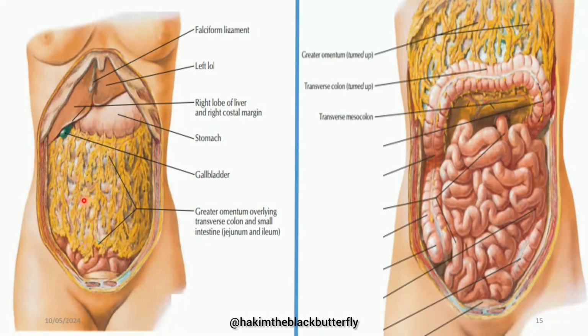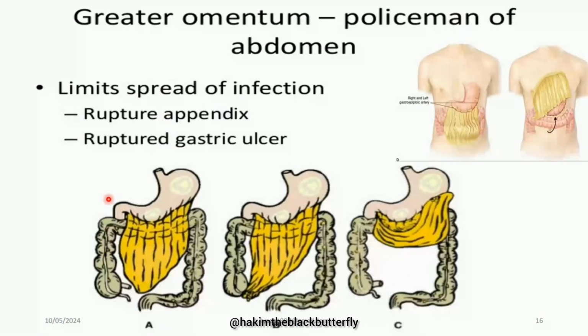Largely, it is made up of adipose tissue, and this can cushion your intestines from external injuries. But also, this greater omentum is made up of abundant immune cells, specifically macrophages. And because it's made up of so many macrophages, it can contribute to limiting the spread of infections within your abdomen. That's why it's called the policeman of the abdomen.